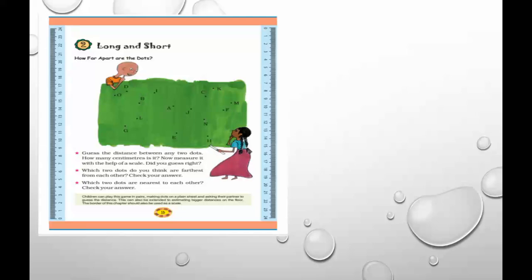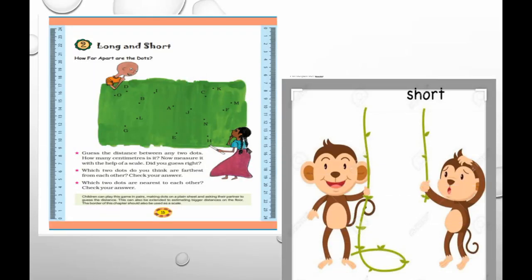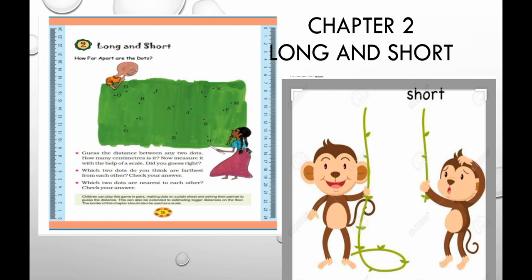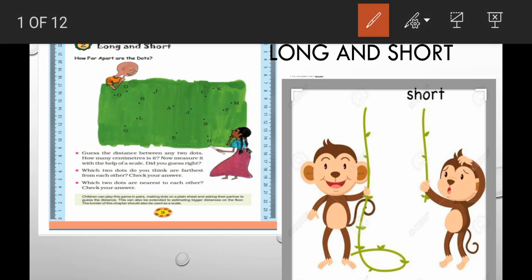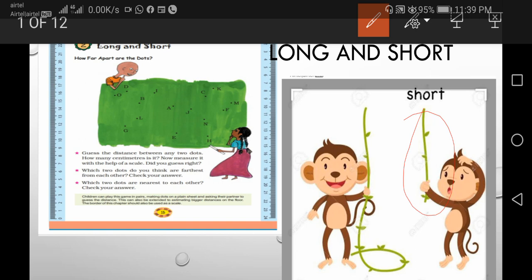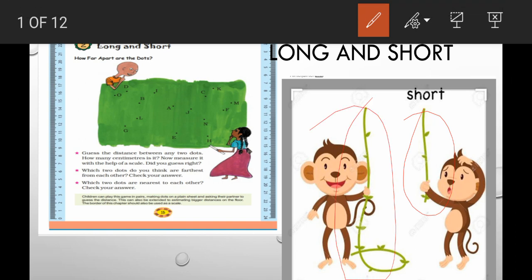Chapter 2, Long and Short. Here we have the new chapter of 4th standard. Chapter 2, Long and Short. Here you can see a picture where two monkeys are standing. One monkey is having a short rope and another monkey is having a long rope.